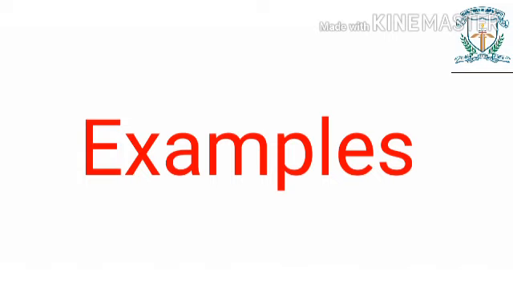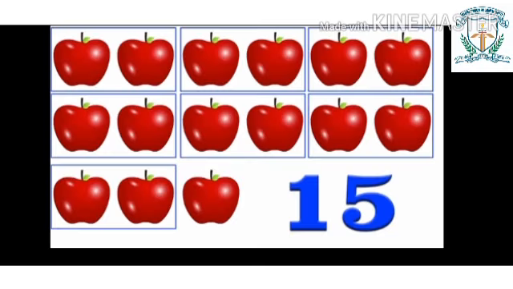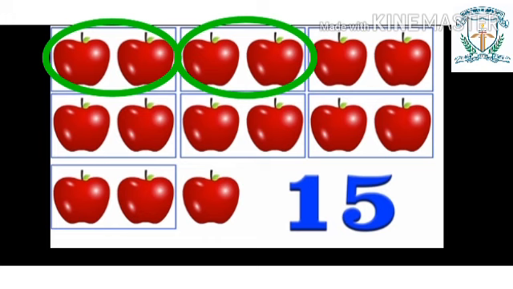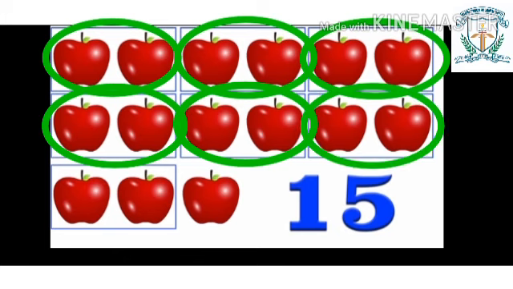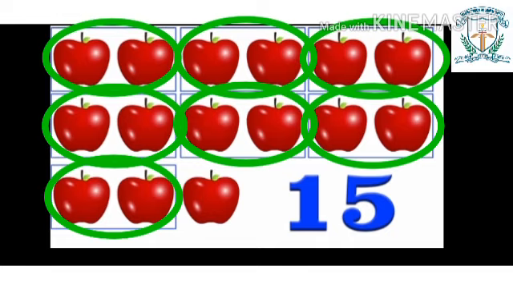Let's see a few more examples. 15. As you know, pair means a set of two things. Here, we can make pairs like this. 1 pair, 2 pairs, 3 pairs, 4 pairs, 5 pairs, 6 pairs, 7 pairs, and 1 left alone. After grouping the pairs, at last, we have 1 apple without pair. Hence, 15 is called an odd number.